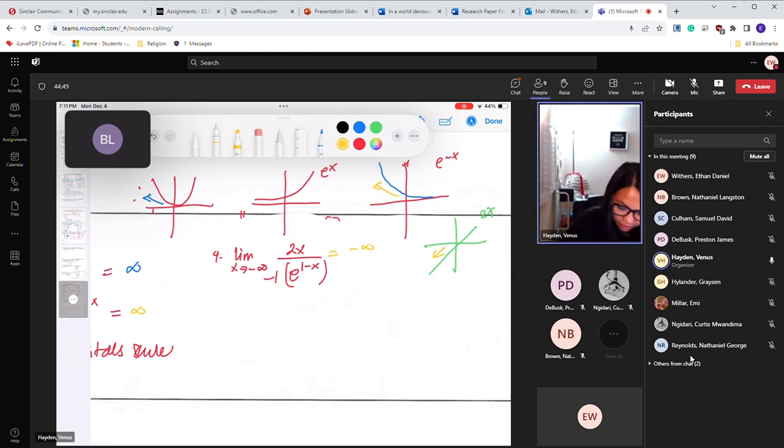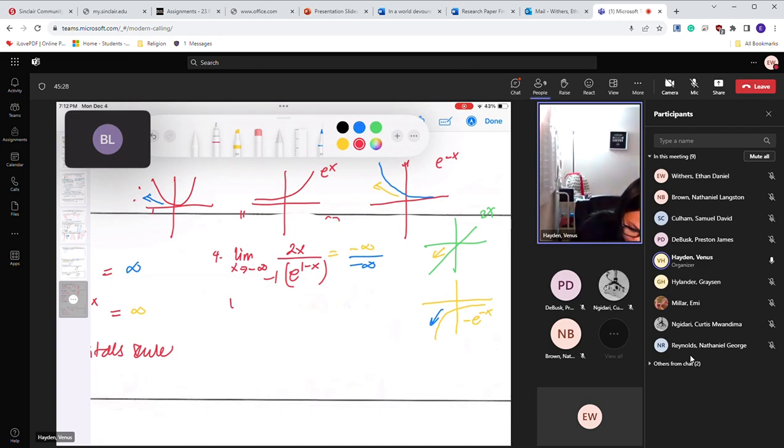Now, negative e to the negative x, that just still goes to negative infinity. This one, e to the power of negative x, since it's negative, it would flip in terms of the x-axis. So it will look like this. This is your negative e to the negative x graph. So as x approaches negative infinity, your value of y goes to negative infinity. So that would be just infinity over infinity. So now we've got to find its derivative again.